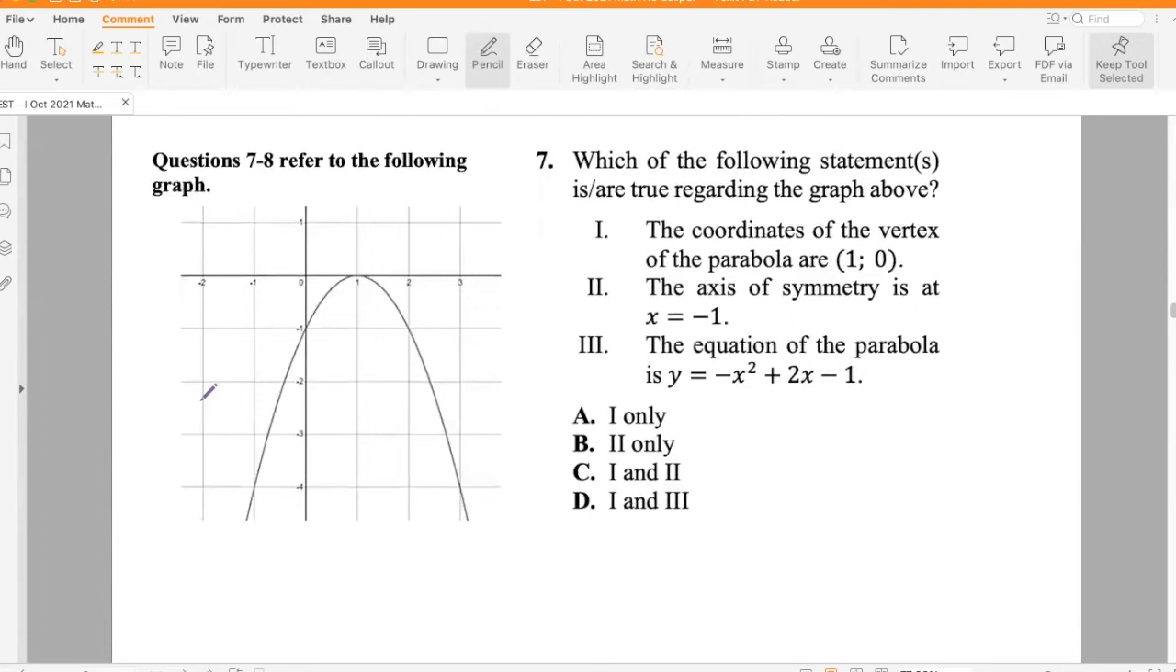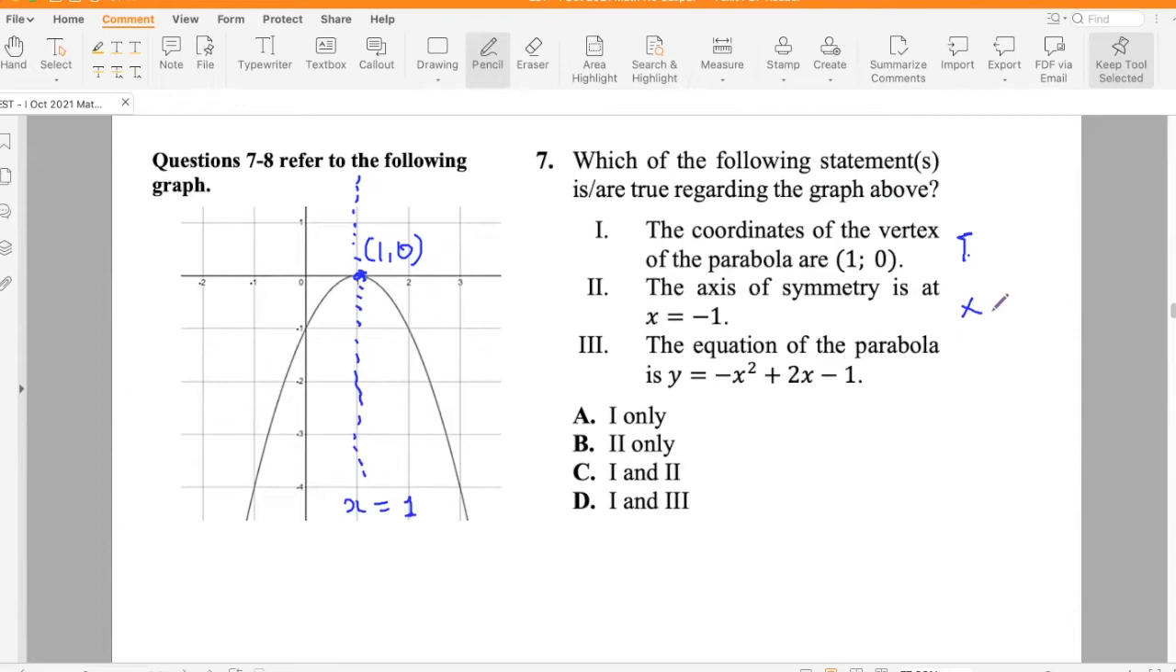Which of the following statements is or are true regarding the graph above? The coordinates of the vertex of the parabola are (1, 0). So this is the vertex and this is (1, 0). So this statement is true. The axis of symmetry is at x equal to -1. So this line is the axis of symmetry, right? And that is x is equal to 1, not -1. So this is not true.